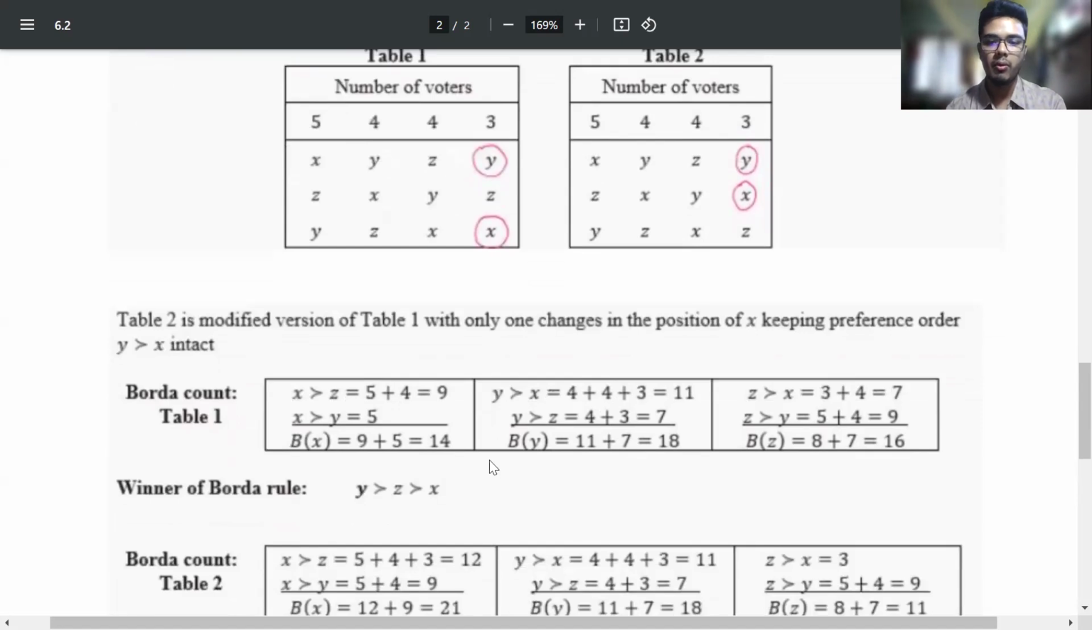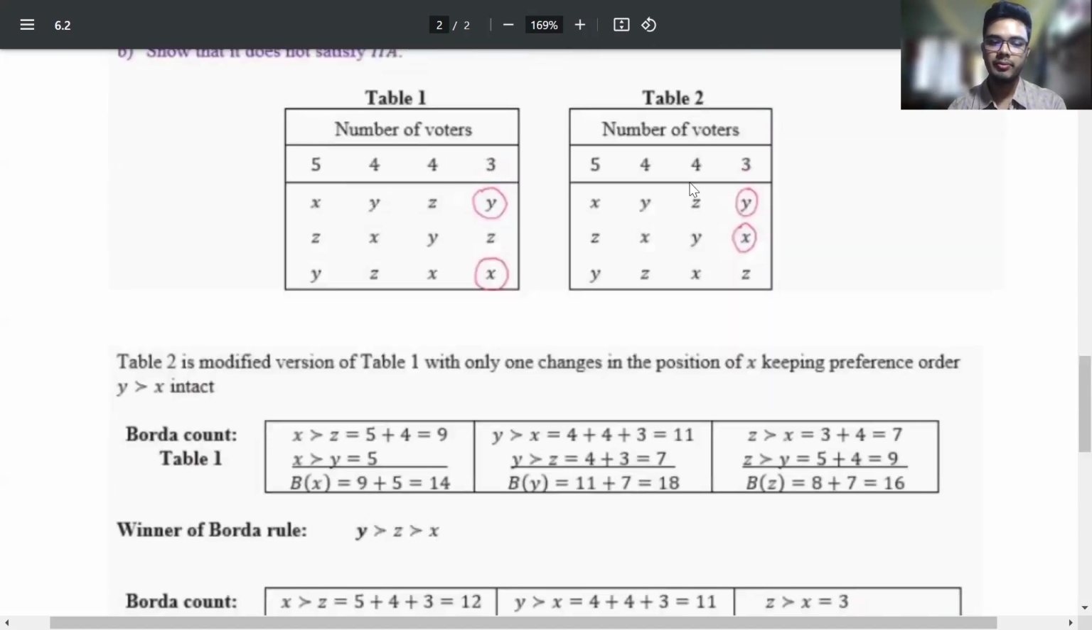So what we can see is that the value of B of Y is the highest, then B of Z, which is 16, then 14, which is B of X. So the winner of the Borda rule is Y, then Z, then X. We can say that Y is preferred to Z and Z is preferred to X.